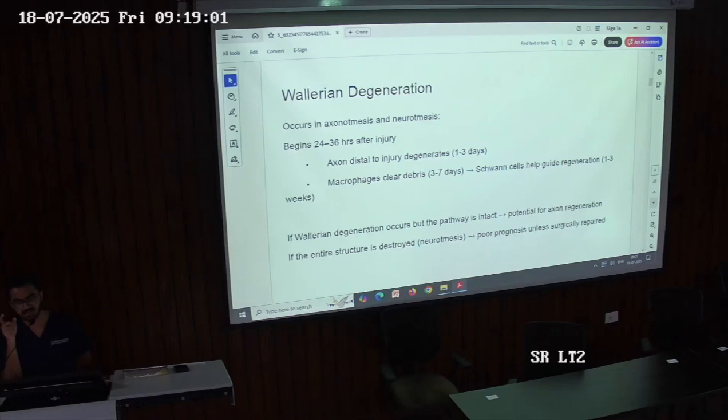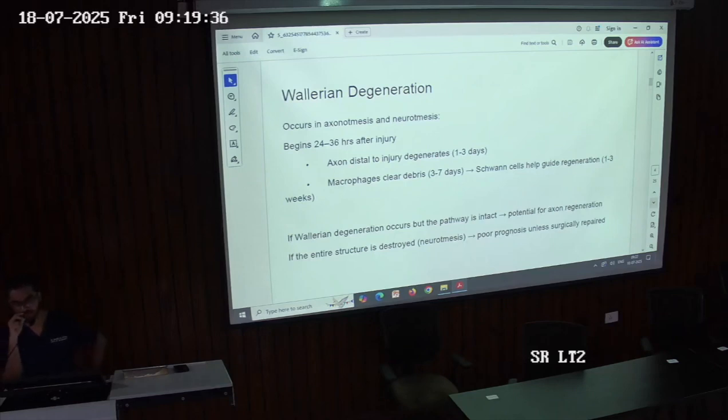The axon starts degenerating distally, and then after the degeneration happens, as we know, there are cells called macrophages in our body which will clear the debris, and the Schwann cells, which create the myelin sheath and other structures around the nerve, help the guidance of regeneration. Now, if the Wallerian degeneration occurs but the pathway is intact, right, then there is potential of regeneration. But if the pathway is not intact, then the prognosis is poor.